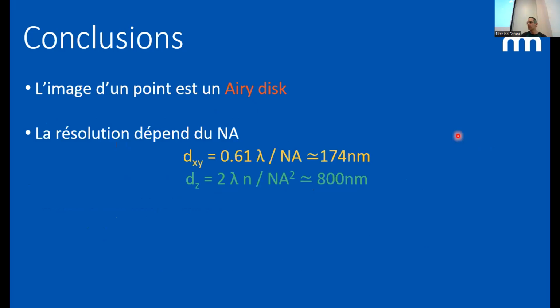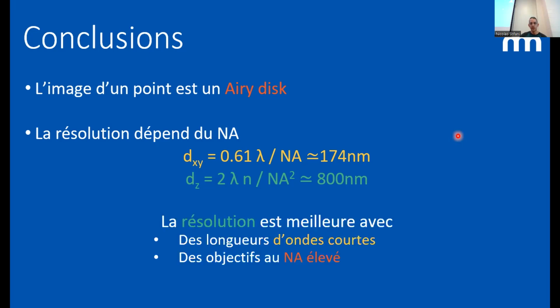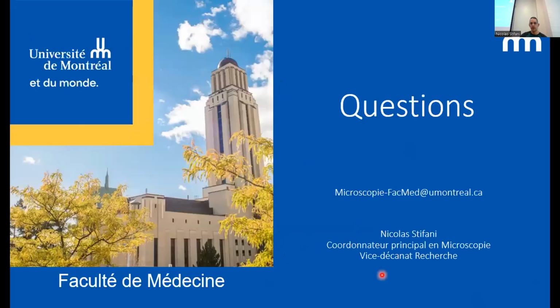The image of a point is not a point, it's an Airy disk. And I showed you that there is a function that brings this point to an Airy disk, and it's a mathematical function, so it's easy to go back and forth between them. And then I gave you the equation for resolution. But the take-home message is really that resolution is better with shorter wavelength and higher NA. And I gave you what NA is.